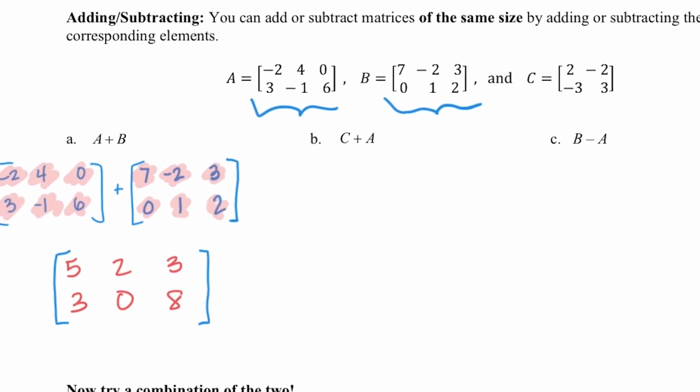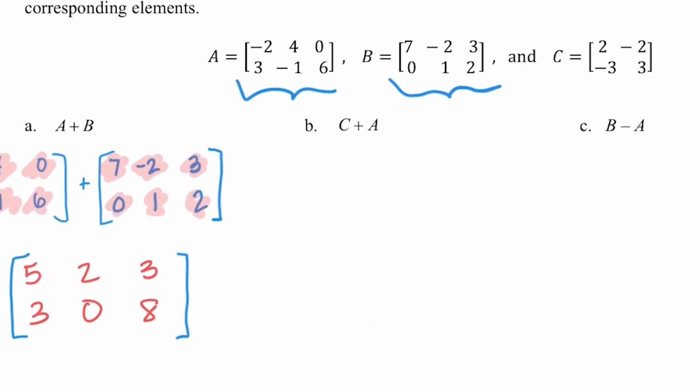If we move on to the next one and try to do C plus A, that is not going to work, because if you look at matrix C, this is a 2 by 2, and matrix A is still a 2 by 3, so they do not match because they're not the same size. So this is actually not possible. So we cannot add these two matrices together.